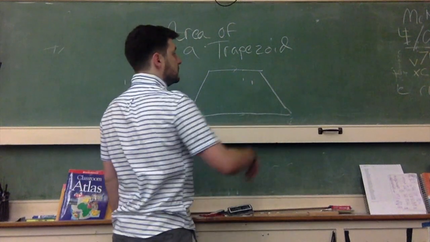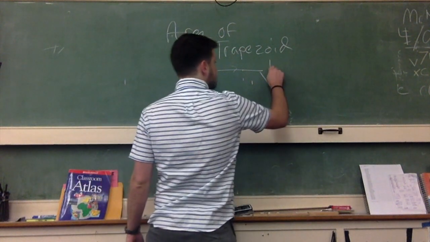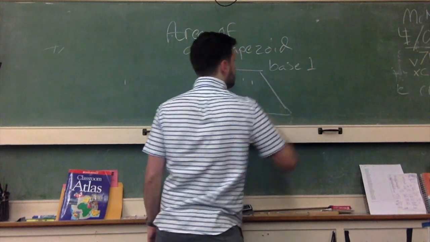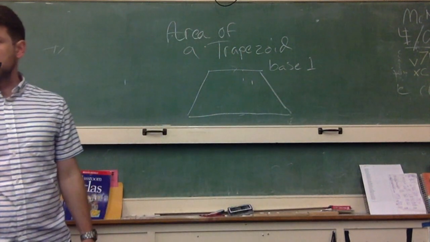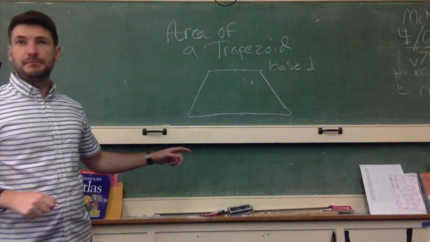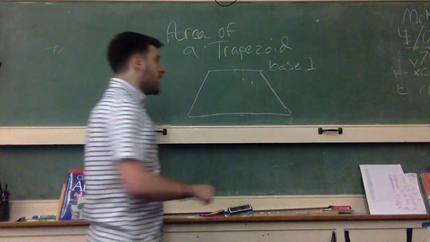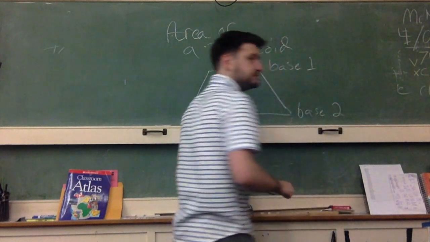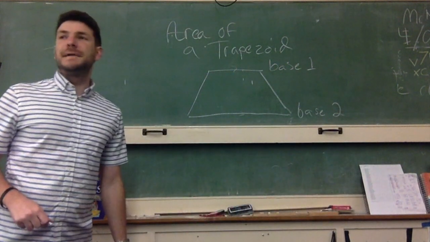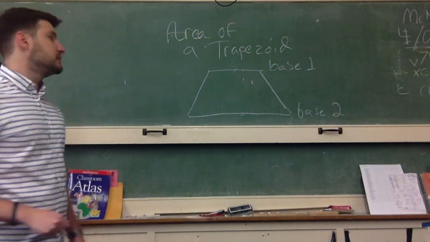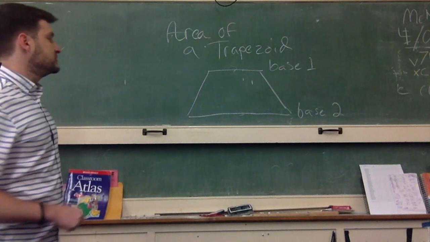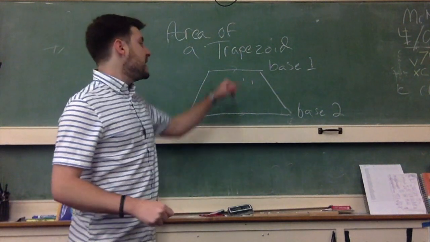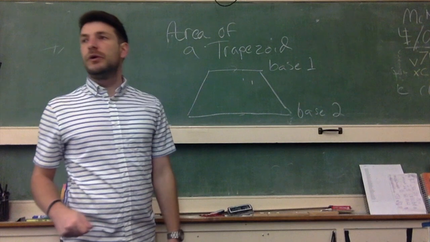This top one is going to be called, I want you to label this, base 1. This is going to be base 1 of a trapezoid. This bottom one is going to be base 2. So, we have base 1 and we have base 2.